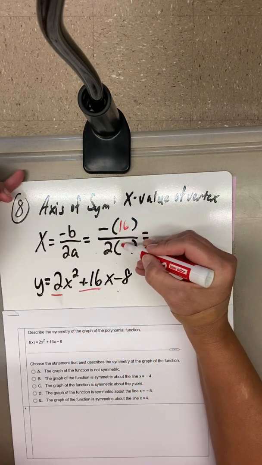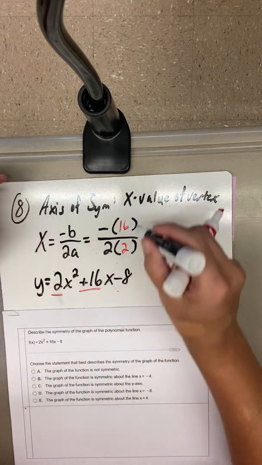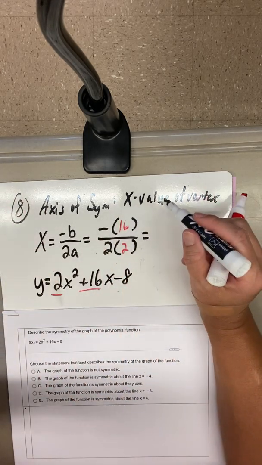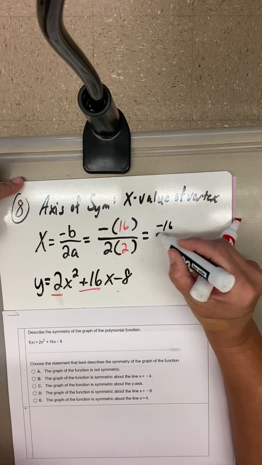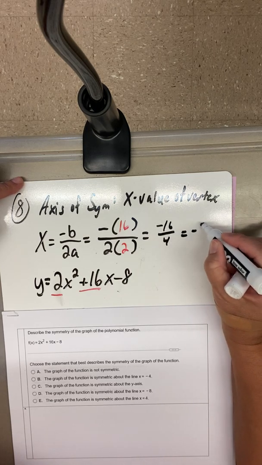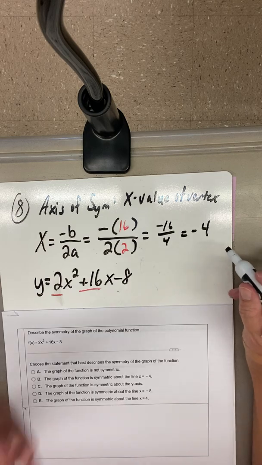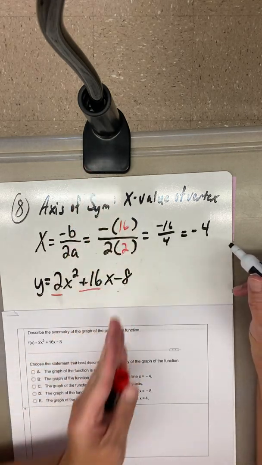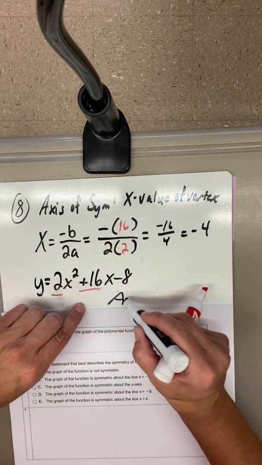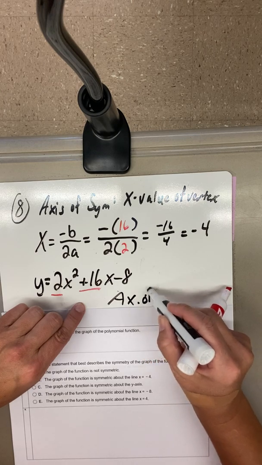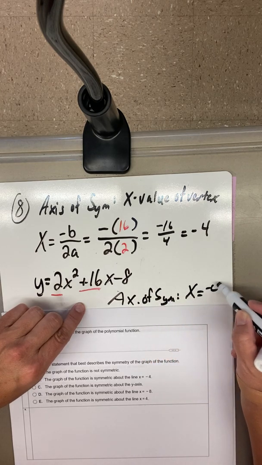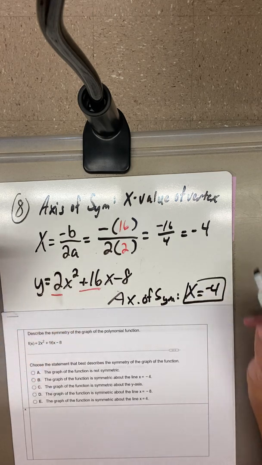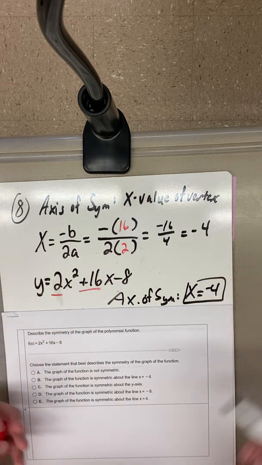So 16 and 2. Type that in your calculator. Don't be too prideful. Alpha y equals, make it into a fraction. We get negative 16 over 4, which is negative 4. That's the x value of the vertex. That's what's going to split this graph in half. So the axis of symmetry is x equals negative 4. And so on my choice, that's choice B.